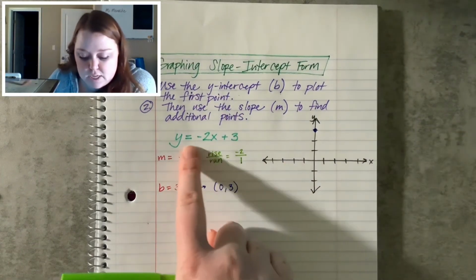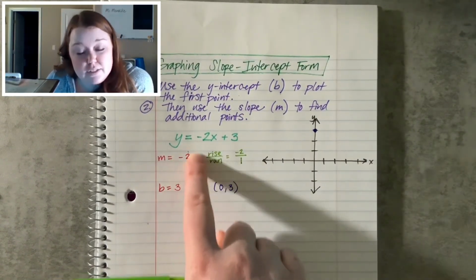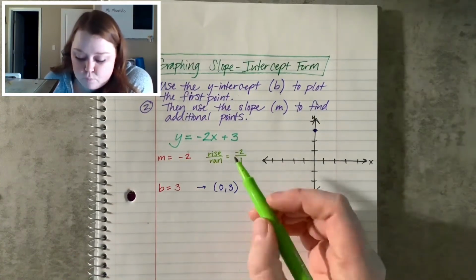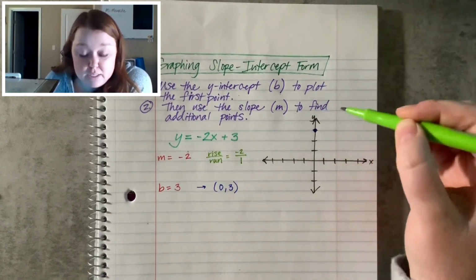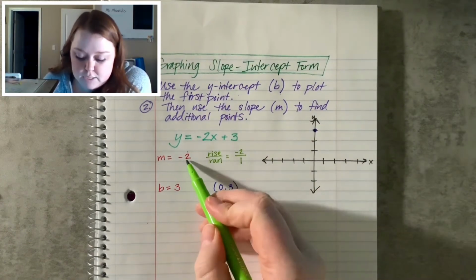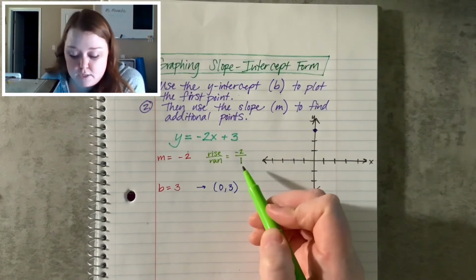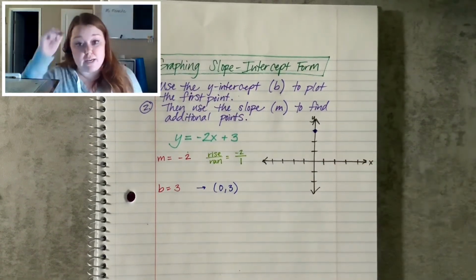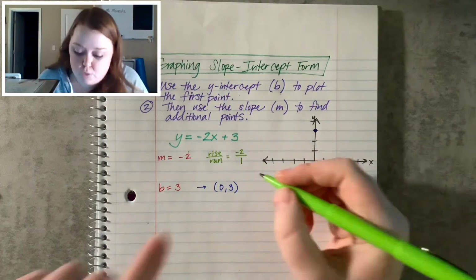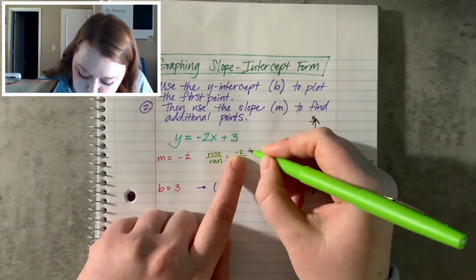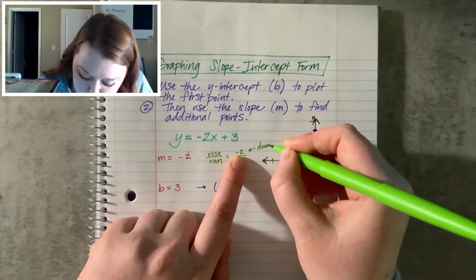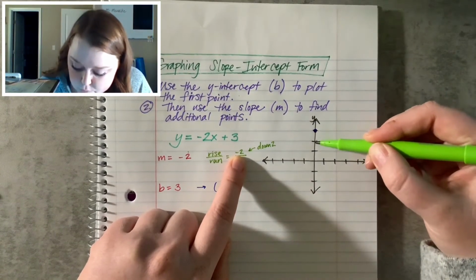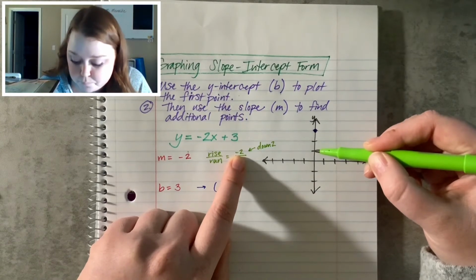So if you run into this case where your slope is a whole number, then when you're thinking about how to move with it, put it over 1. So negative 2 is the same thing as negative 2 over 1. The reason why this is better is because the rise and the run are going to tell you how to move. So if your rise is negative 2, you're going to go down 2. So from this point that we just plotted, we're going to go down 2.